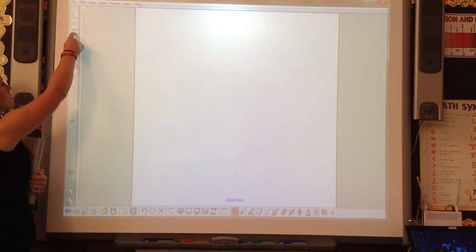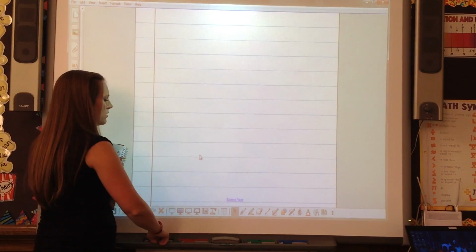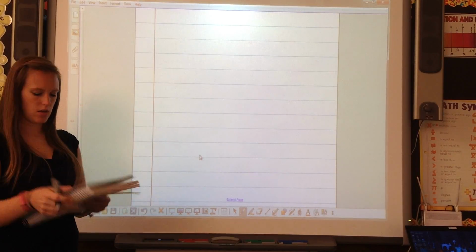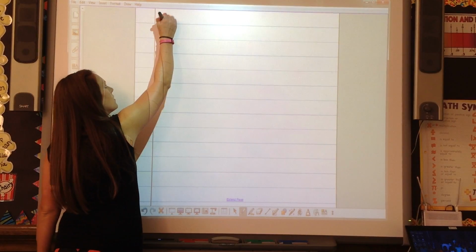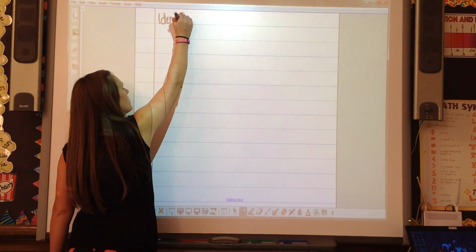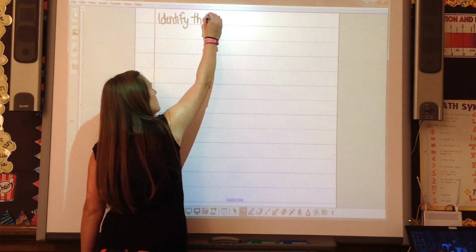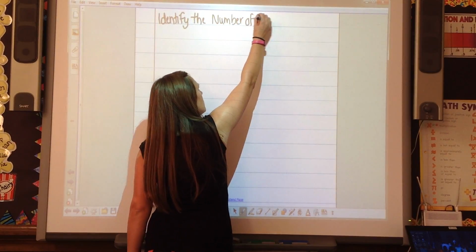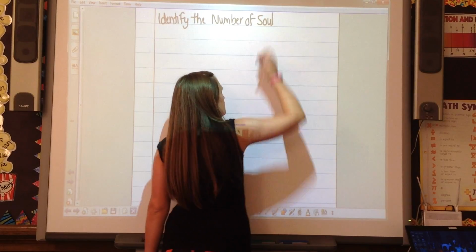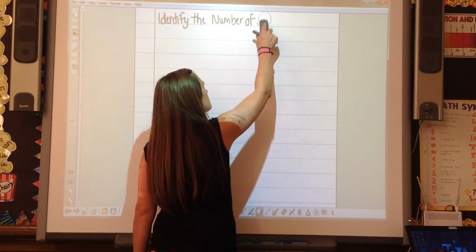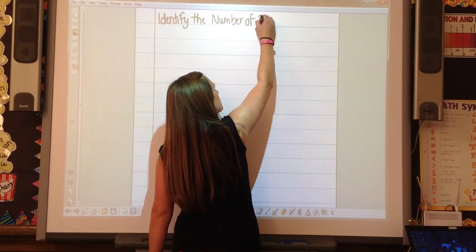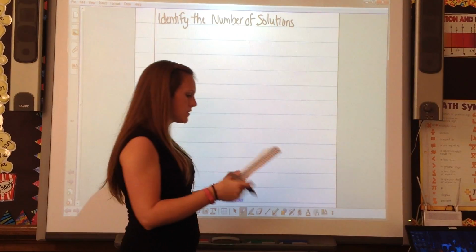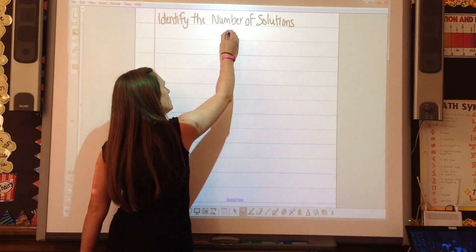We have one more part in this section. It's identifying the number of solutions of an equation.